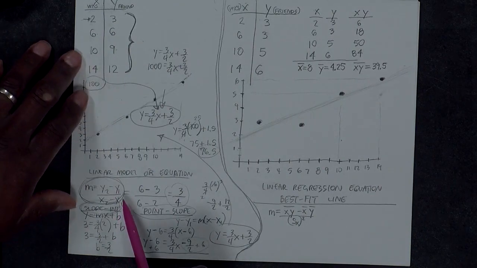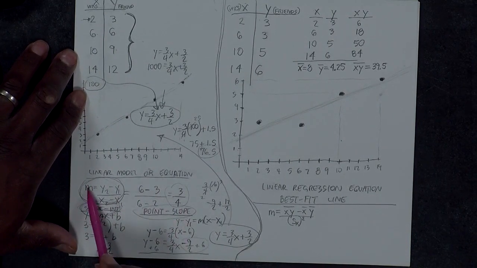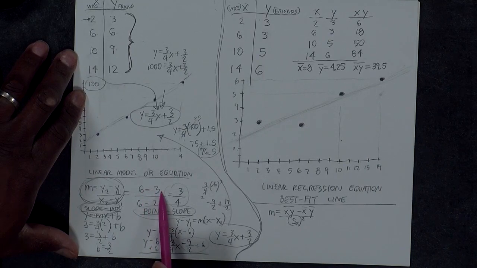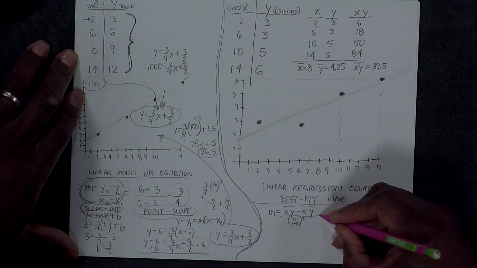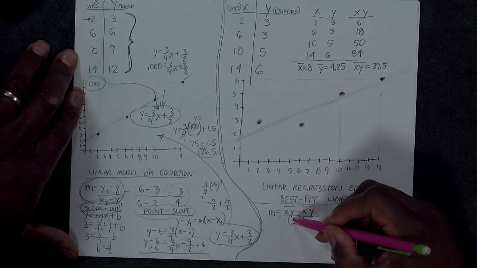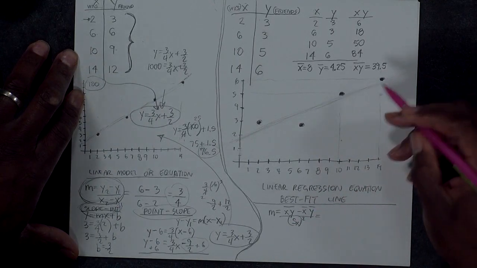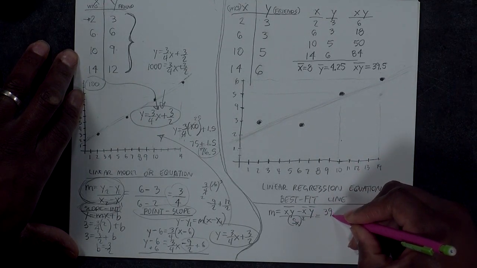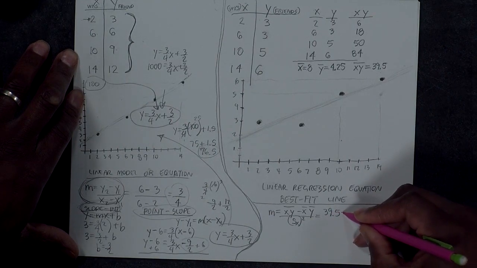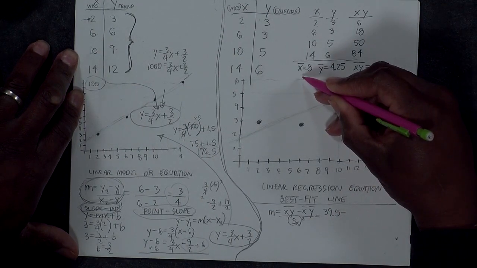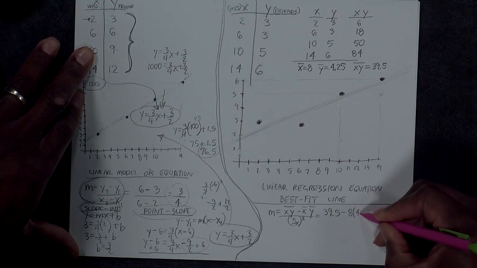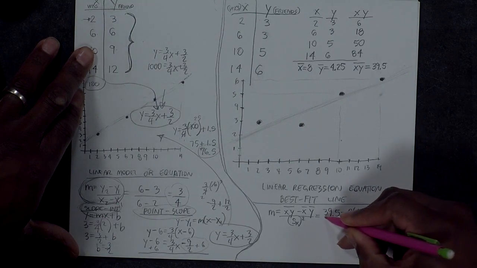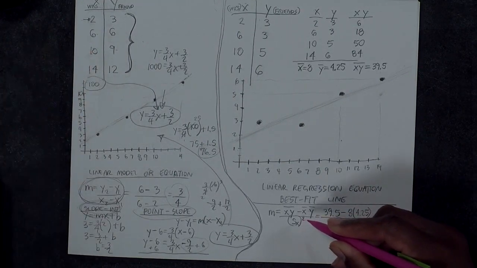Finding the slope over here was fairly easy: the change in y over the change in x. Finding the slope over here is a little bit more complicated, but I think we can handle it. All right, so xy bar, we calculated that, was 39.5 minus x bar, for us is 8, times y bar, for us is 4.25, all over the standard deviation of x.